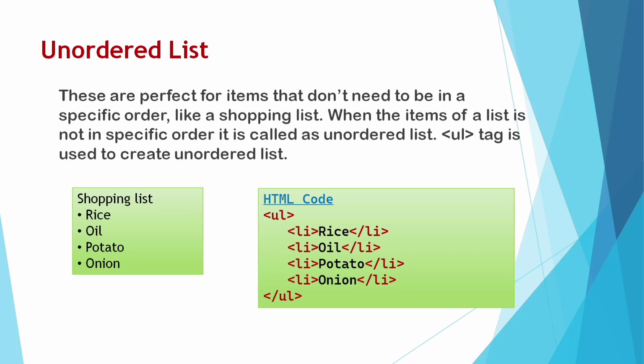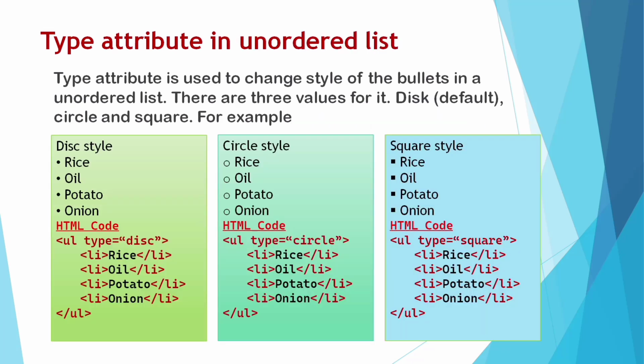To create an unordered list, we use the ul tag. First we write ul, after that li; closing is optional, you can close it or skip it. Unordered list has just one attribute, the type attribute, and we can give three values: disc, circle, and square. In disc the marker comes as a black dot, in circle it comes in the form of a circle, and in square the bullet comes like a square dot.